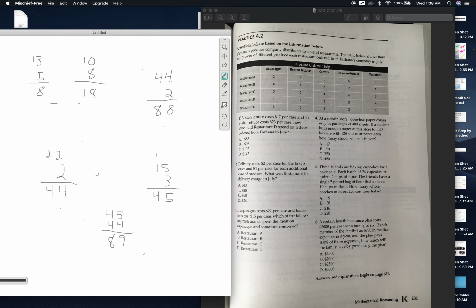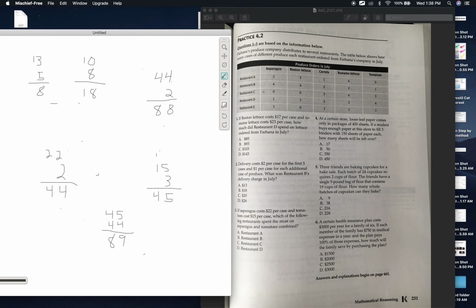So I have not added the tomatoes yet, and I can already see that 88, Restaurant B has purchased $1 less just in asparagus than Restaurant A has in asparagus and tomatoes. And with my 1 case of tomatoes, which is $17, it will be more than 89. So I know it's Restaurant B. So Restaurant B right there. Okay.